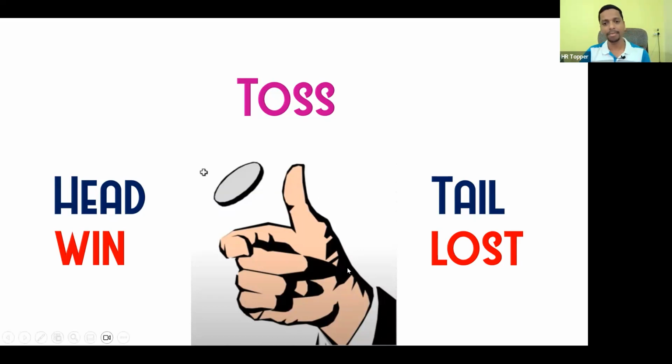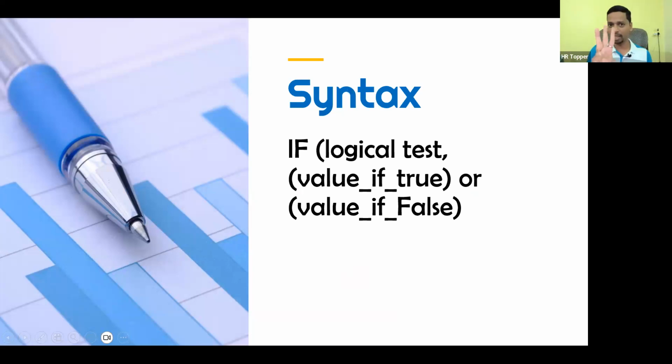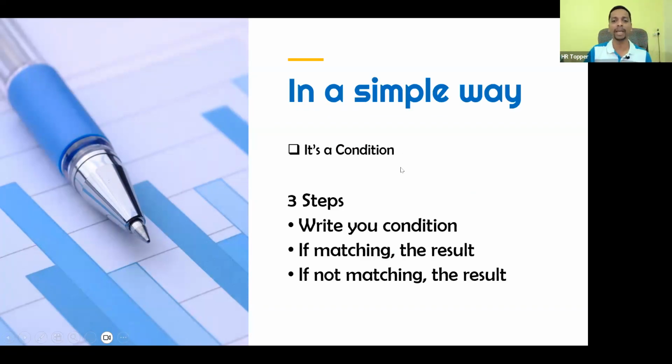I'll go one by one. It's a syntax with three steps: logical test, value if true, value if false. Let's not remember this; I'll put it in a very simple way. The three parts: the first one is the condition. If head comes, then what is the result? If head comes, it is win, or else, because there are only two options. If I have chosen this, automatically it means I have not chosen the other, which means it is lost. Got the idea?